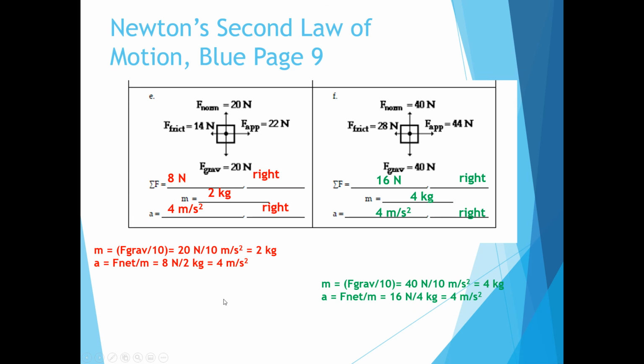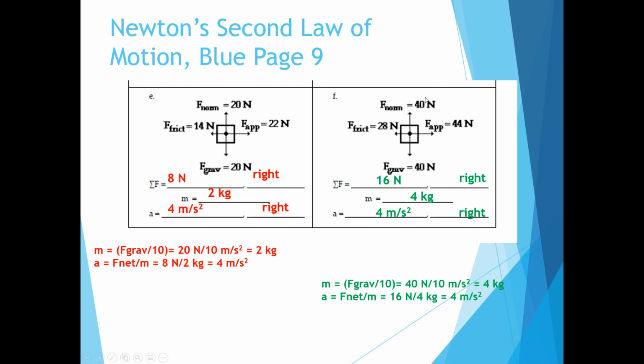So letter E, by observation, the net force up and down is balanced. Right to left is going to be 8 newtons to the right because 22 minus 14 is 8. The force of gravity is 20 newtons, so dividing that by 10 gives us 2 kilograms. And then our acceleration is the net force divided by the mass, which is 8 divided by 2, which gives us 4. So it'll be 4 meters per second squared to the right.